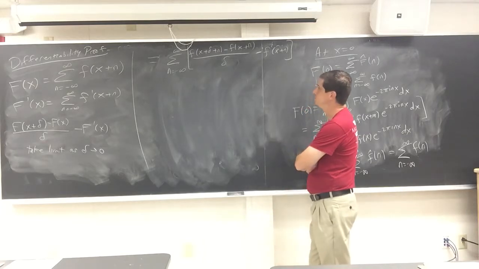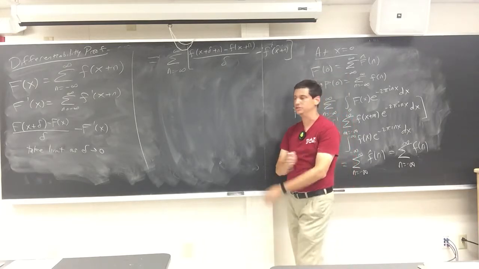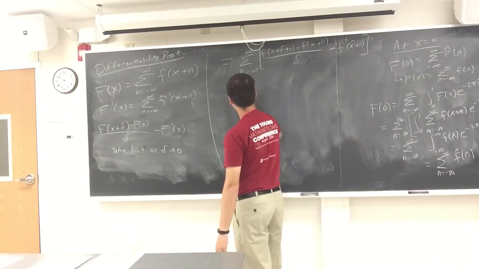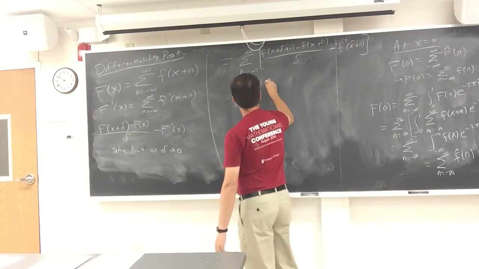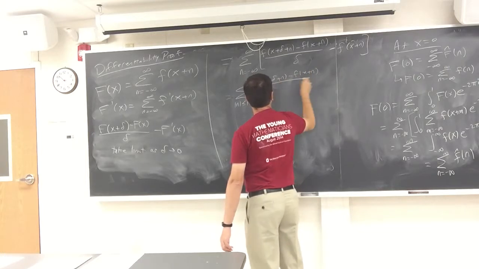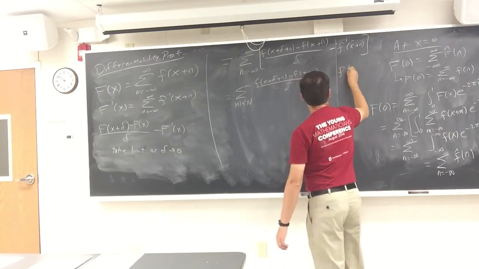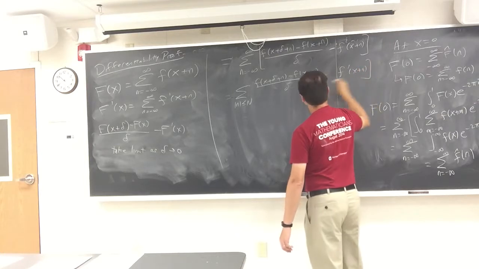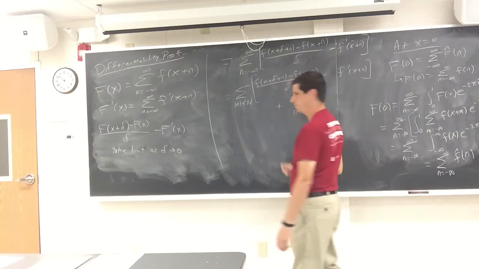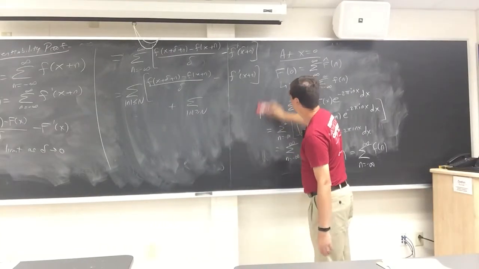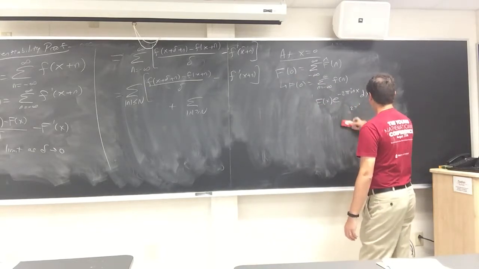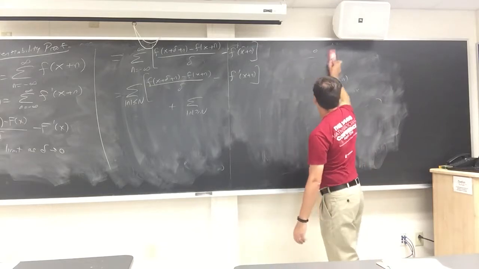Okay, so what we can do is break this up into two parts, into small n and large n. So this would be the sum over n less than or equal to N of f of x plus delta plus n minus f of x plus n over delta minus f prime of x plus n, plus the sum over n greater than or equal to N. All right. So we break it up into two parts. And then we want to choose the big N so that the first part is small and the second part is small.